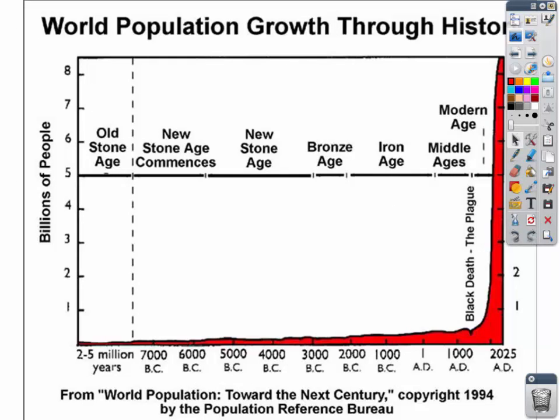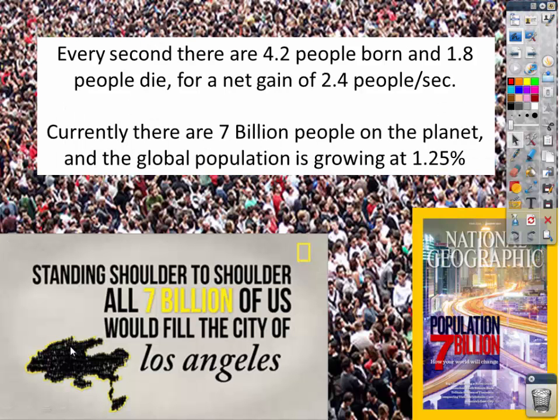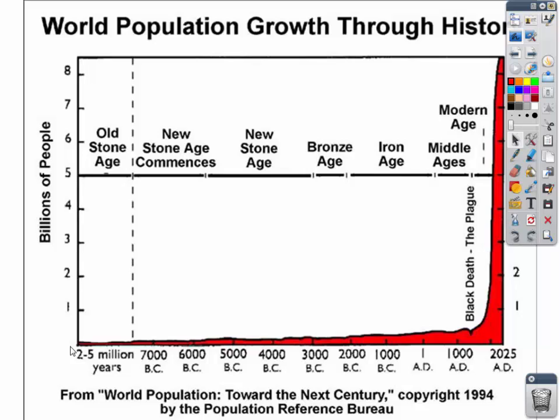Okay, take a look at this graph here, world population growth through history. What we have is a human population about 5 million years ago. A certain amount of humans were around, and that population, luckily for us, did not go extinct.